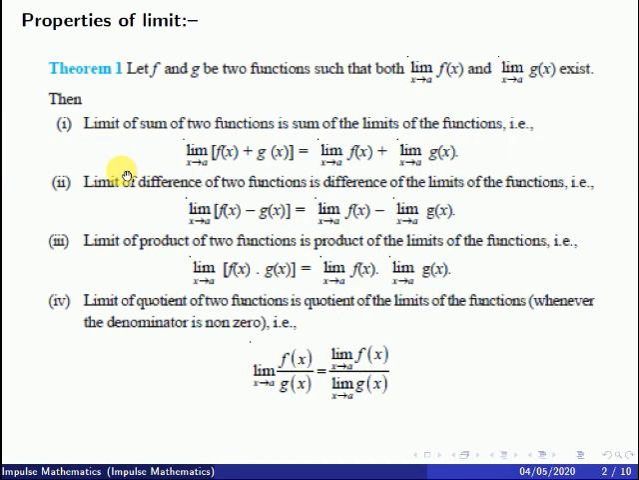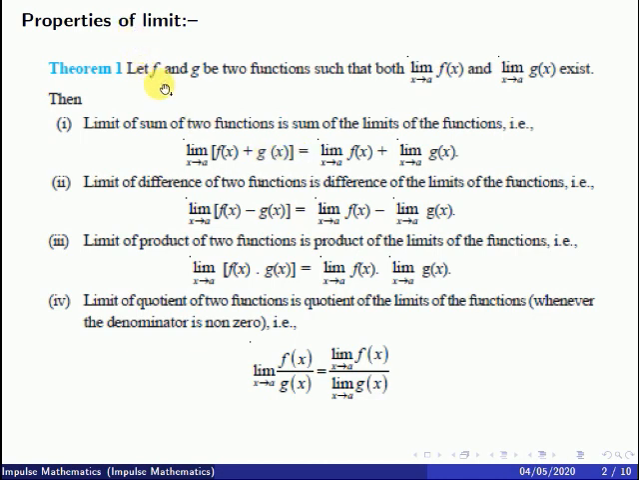So, properties of limit. First, we have to know what the existence of a limit is. Previously we talked about the left-hand limit and right-hand limit. So, if for a function the left-hand limit and right-hand limit are the same at a particular point, then we say that the limit exists.